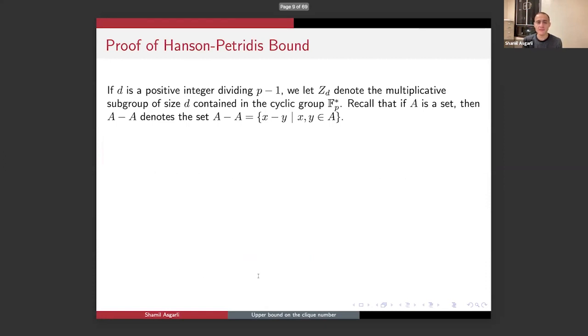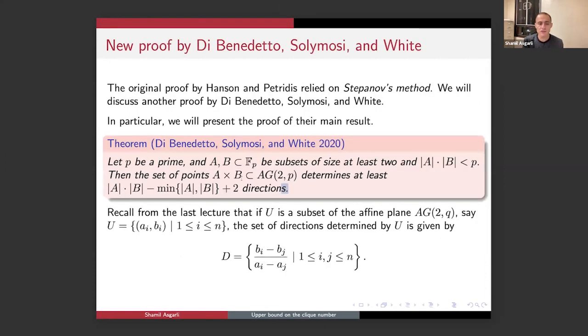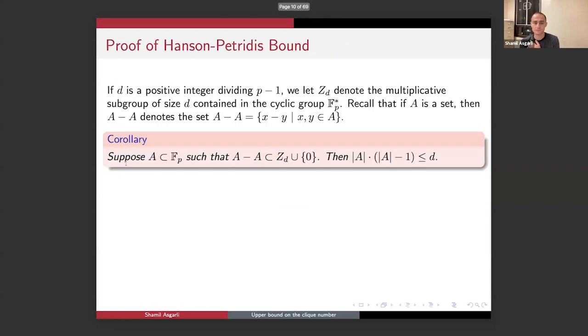So our conclusion is that we need to show this theorem. That's the key theorem. So let me state again, we need to show that if p is prime, and I take two subsets of Fp of size at least 2 with this inequality, then the Cartesian product A cross B determines quite a lot of directions. Now, what does it mean, quite a lot? It's the size of A times size of B minus the minimum of the size of A and size of B, plus 2. So the rest of the lecture is going to be devoted to proving this theorem.